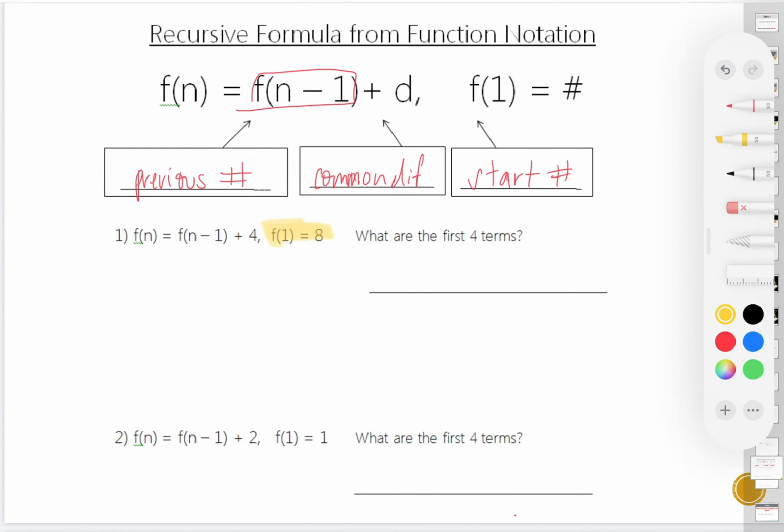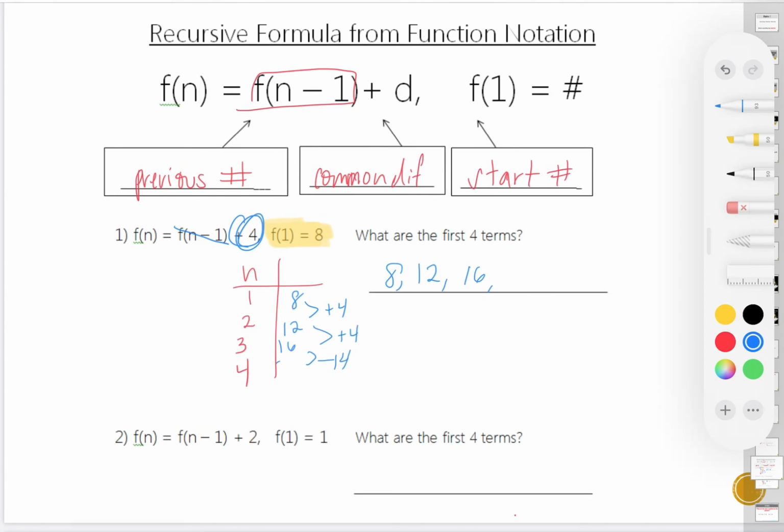Okay, same as before. So this is the first number in the pattern. If you want to see it, I'll show you both ways. So as a table, so that we have first number, second number, third number, fourth number. So in this one here, it says the first number is an 8. So I know that 8 is my first number. Then it says take that previous thing and add 4 to it. 8 plus 4 is 12. So the second number is 12. 12 plus 4 is 16. That's a 16. 16 plus 4 is 20.